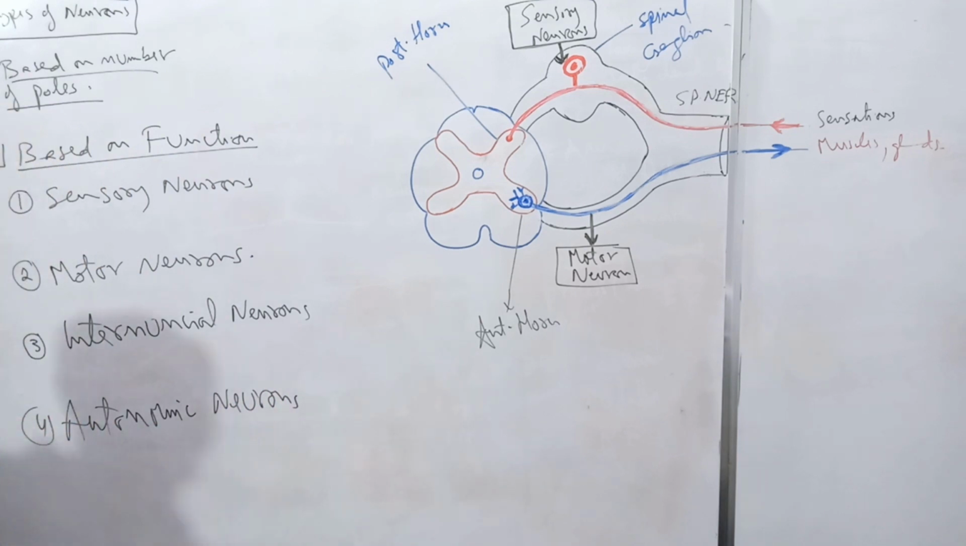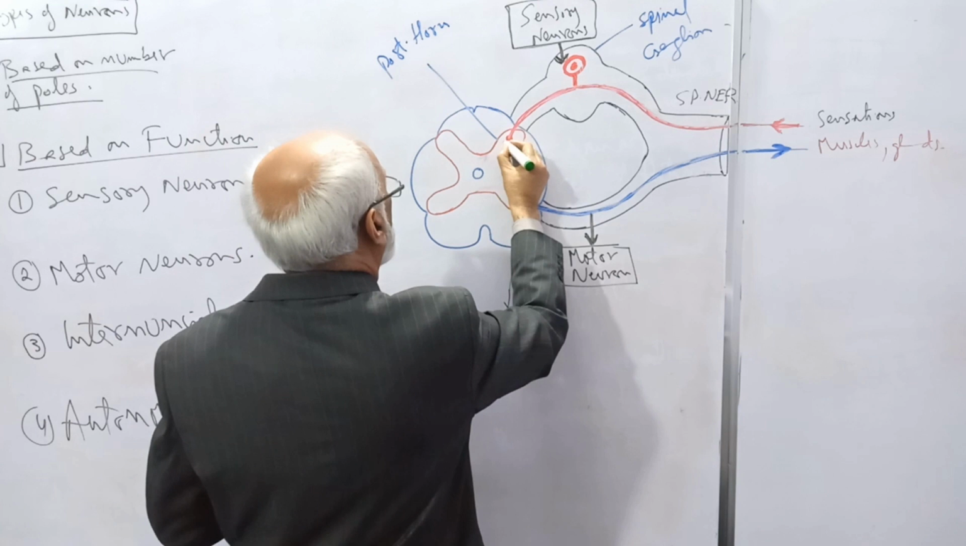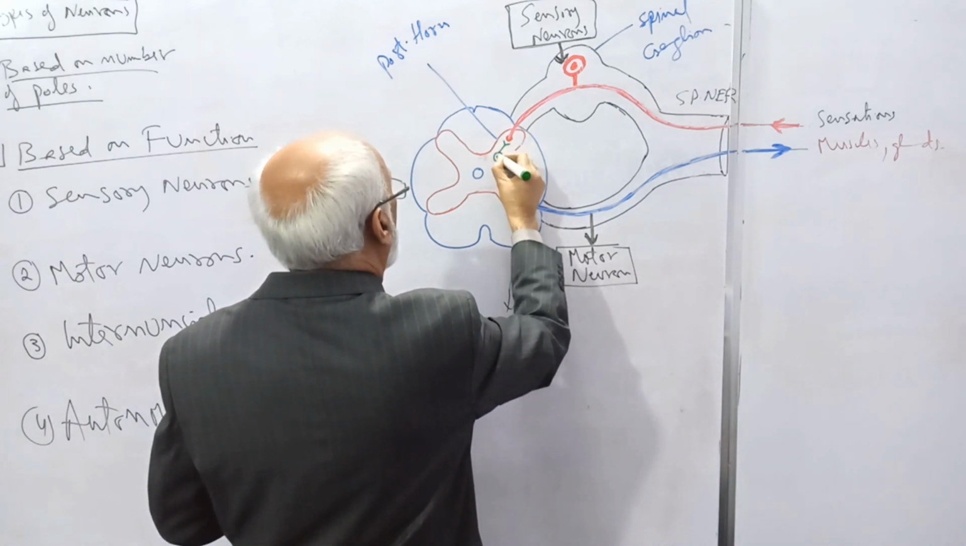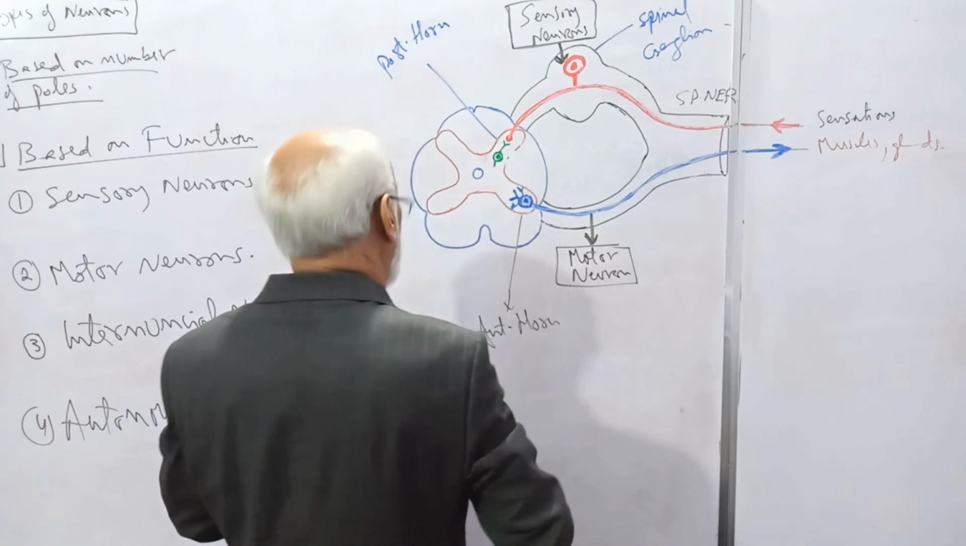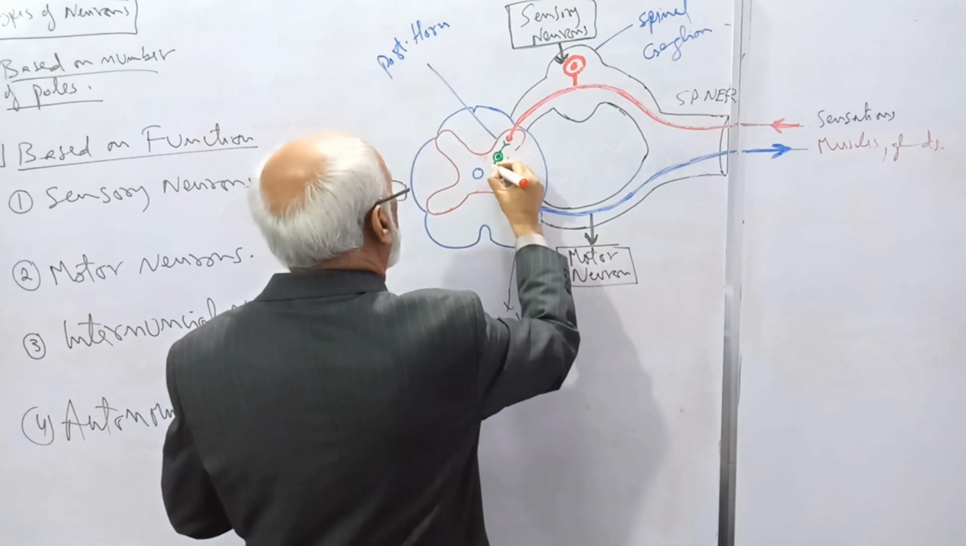So I told you based on function, we have sensory neurons. I have given one example. This section belongs to spinal cord. This may be medulla oblongata, pons, midbrain, and then motor neuron. So sensory and motor neuron. Now, between sensory neuron and motor neuron in the center, there may be one or more neurons also. For example, here, this is a neuron. Then another neuron.